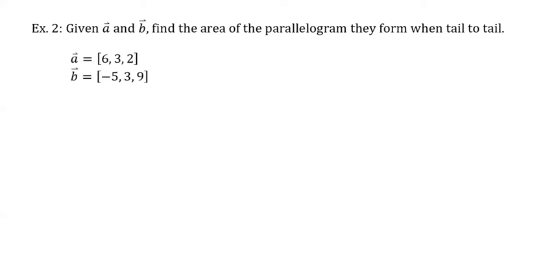So a reminder of how you do A cross B from yesterday. You do Y, then Z, then X, then Y. Start with the first one on top, the second one on bottom. So the Y value of A is 3, Z is 2, X is 6, Y again 3. For B, Y is 3, Z is 9, X is -5, Y is 3 again.